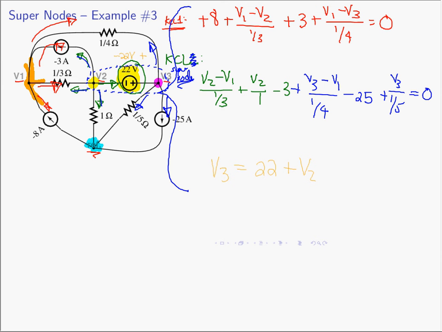And if you solve this, again with Cramer's rule, back substitution, or matrix inversion, you'll find V1 is minus 4.5 volts, V2 will be negative 15.5 volts, and V3 will be 6.5 volts. And you can go check those and make sure that you're doing your number crunching correctly.